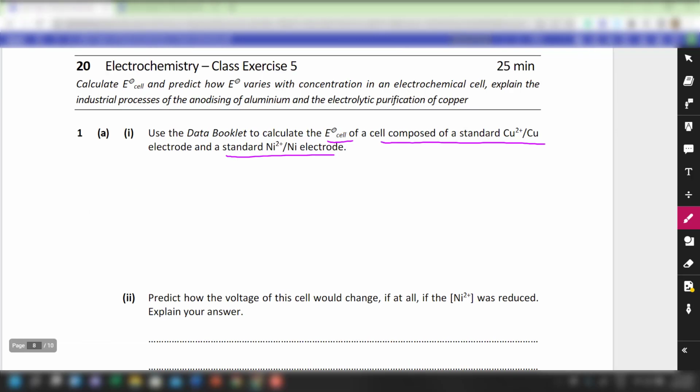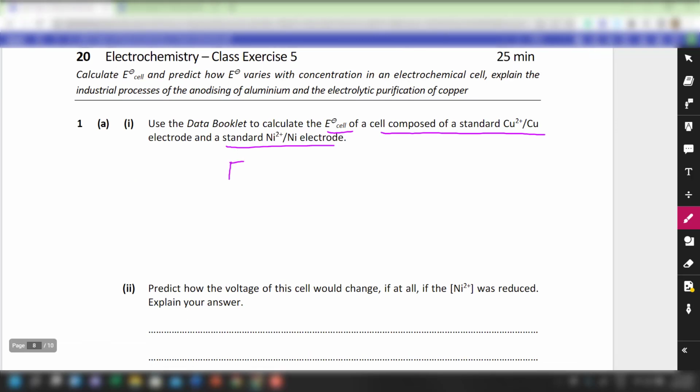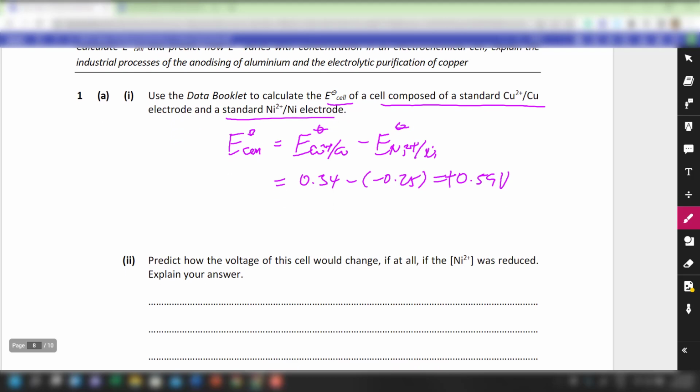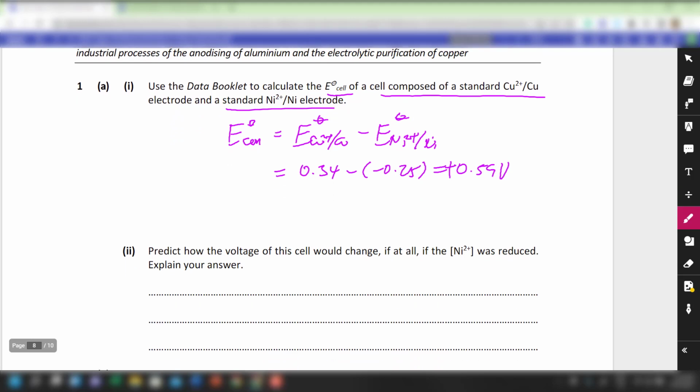Okay, so with that, I think we can easily calculate the E cell. So the E cell will be E reduction, which will be copper 2 copper, minus E oxidation, which will be nickel 2 nickel. So with that, I'm going to get 0.34 minus negative 0.25. Then I'll end up with positive 0.59 volts. Okay, so that will be the standard cell potential.